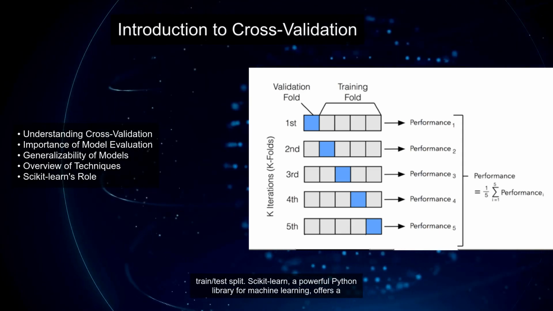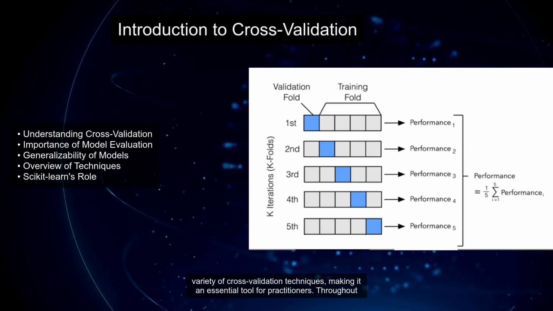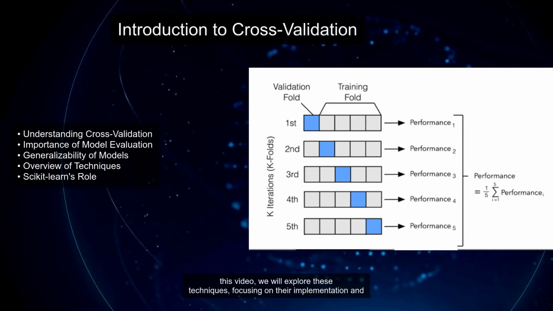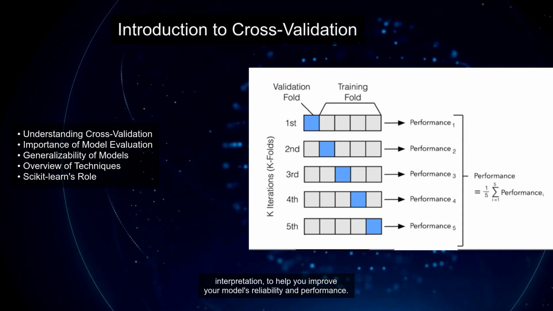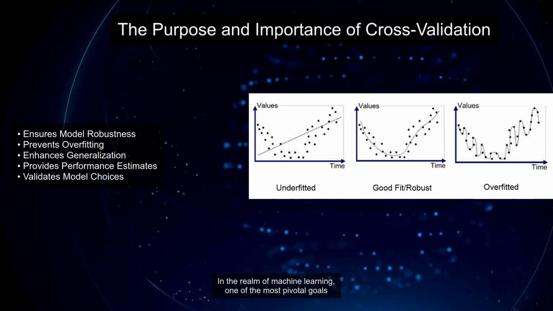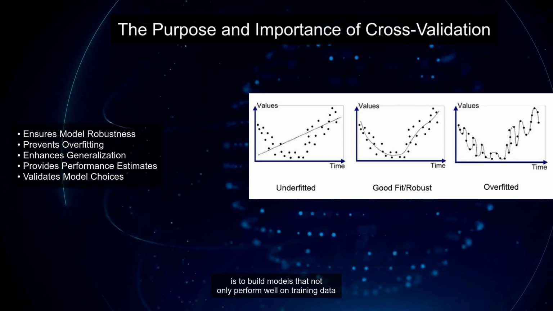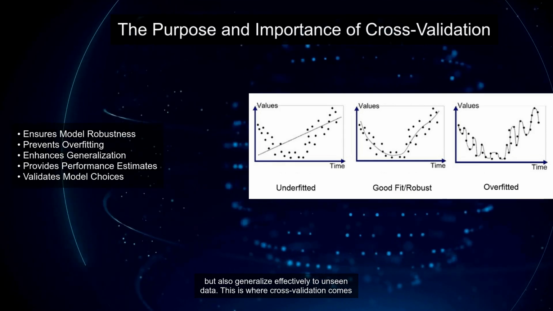Scikit-learn, a powerful Python library for machine learning, offers a variety of cross-validation techniques, making it an essential tool for practitioners. Throughout this video, we will explore these techniques, focusing on their implementation and interpretation, to help you improve your model's reliability and performance. In the realm of machine learning, one of the most pivotal goals is to build models that not only perform well on training data but also generalize effectively to unseen data. This is where cross-validation comes into play.